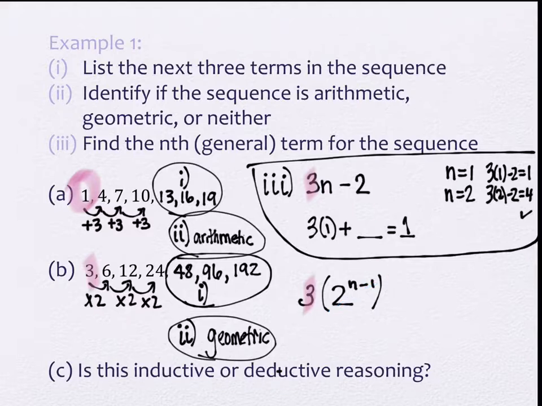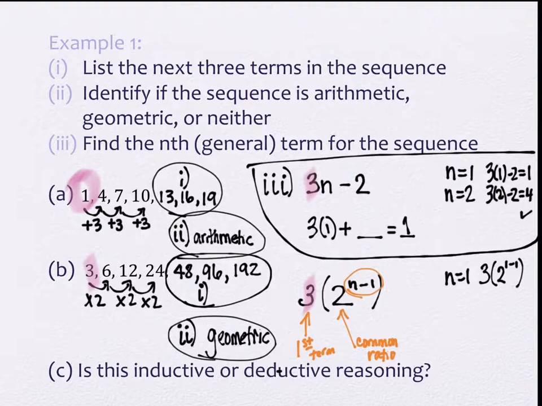If you want to think about it from an equation perspective, this piece is the first term. This piece is the common ratio. And this piece is always n minus 1. And you can check to make sure it works. I've already mentally checked that this works for n equal to 1, but let's do it for real. 1 minus 1 is 0, and 2 to the 0 is 1, and 3 times 1 is 3.